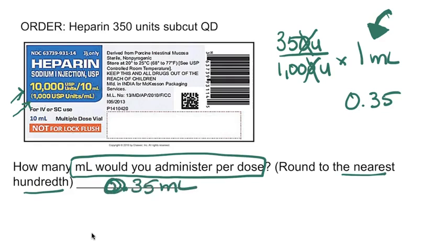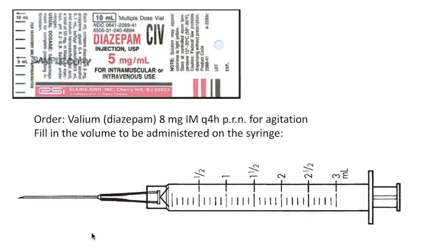And again, we want to have this 0 here, you want to have a nice decimal, and you want to make sure you say milliliters. Okay, good fun. All right, let's look. Fill in the volume to be administered on the syringe. So this is coloring in nursing school, and who doesn't like to color? So I have to show on the syringe how many milliliters I'm going to be giving per dose, right? Because we have to fill that in.